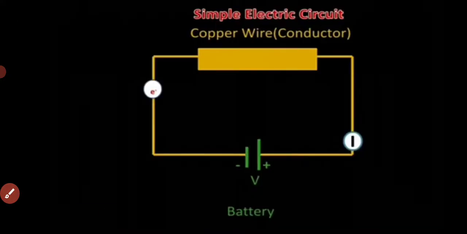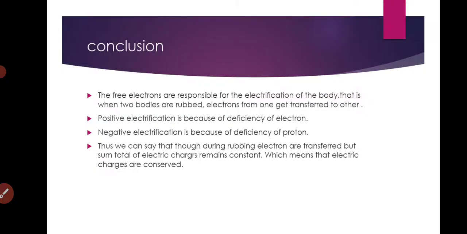Thus, coming to the conclusion, the free electrons, that means the electrons present in the outermost shell or outermost orbit, which are loosely held to the nucleus by a weak electrostatic force, are the only ones responsible for the electrification of the body. What do you mean by electrification? That means when we rub two bodies, they get charged. This is known as electrifying or electrification of the body.